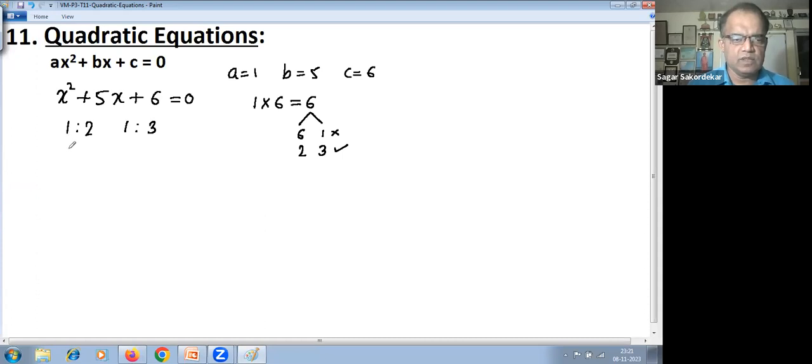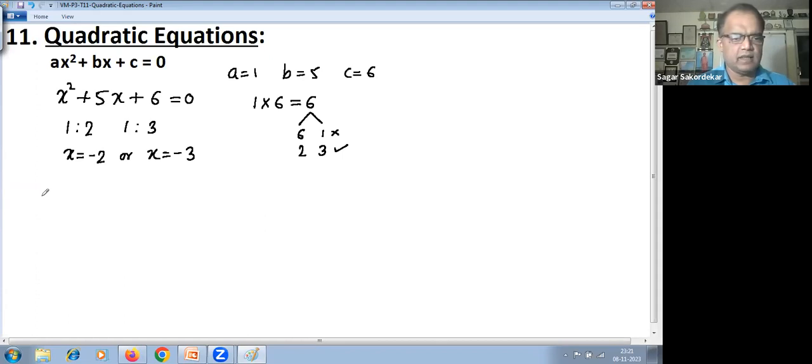So what you have to do is x equal to, just take this number here, negate and write -2, or x equal to, take this number, negate and write -3. So this is a solution of this quadratic equation, x equal to -2 or x equal to -3. So if you put these values in this equation, it will satisfy this equation. That means we will get the value of this as 0.